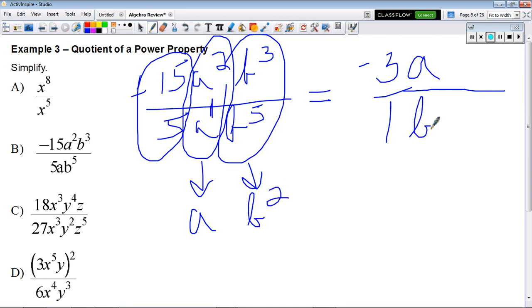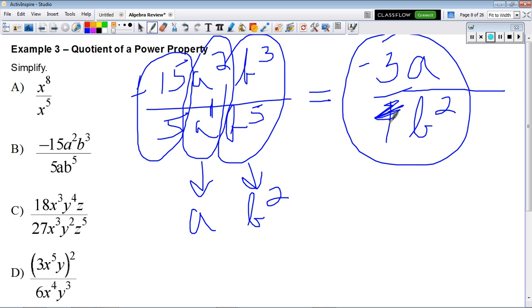However, for this one, my answer is going to go on the bottom because the exponent on the bottom here is bigger than the one that's on the top. So the answer to this would be negative 3a over 1b squared, or, once again, we don't need that 1, we could say negative 3 over b squared. And that's the answer for part B.